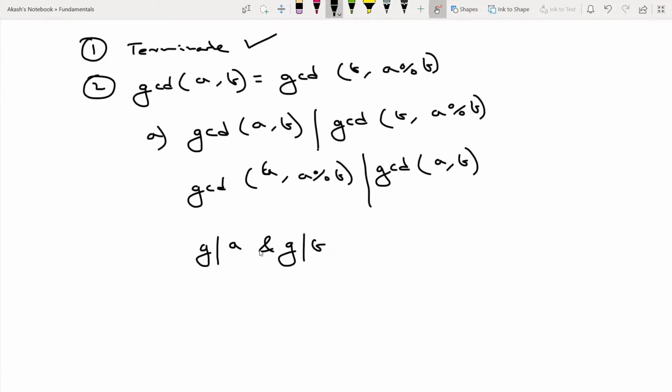So let's write A modulo B. A modulo B is equal to A minus A by B.